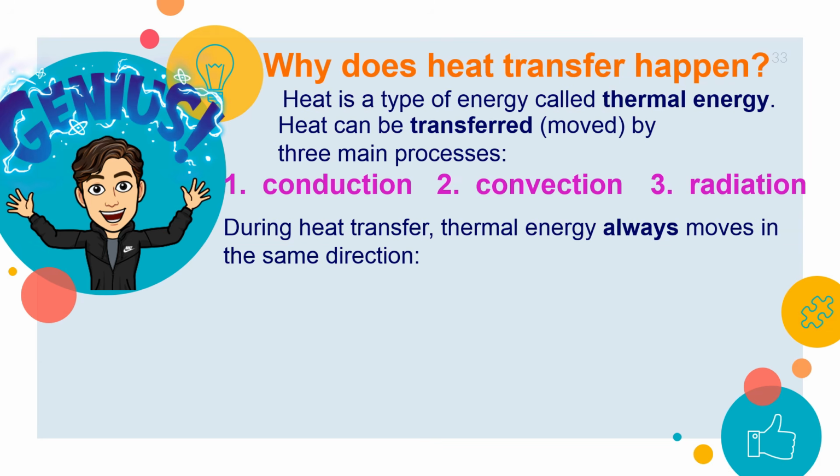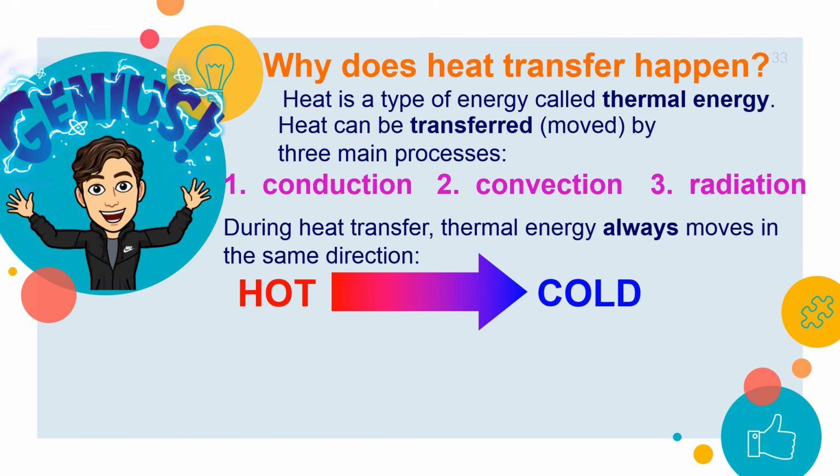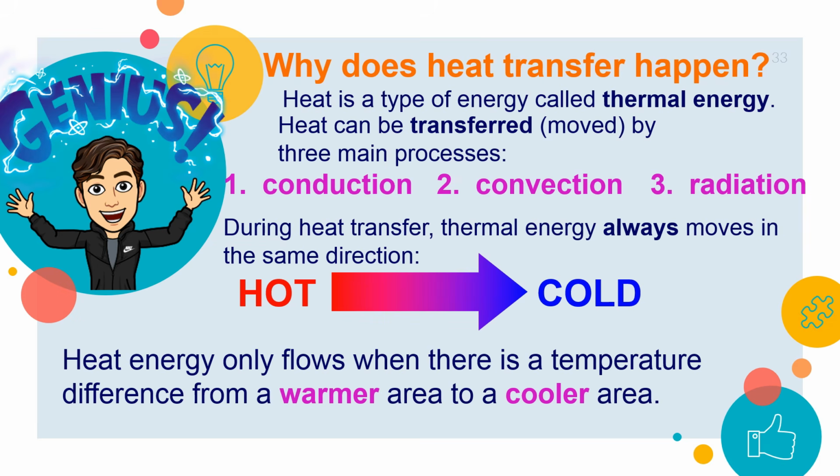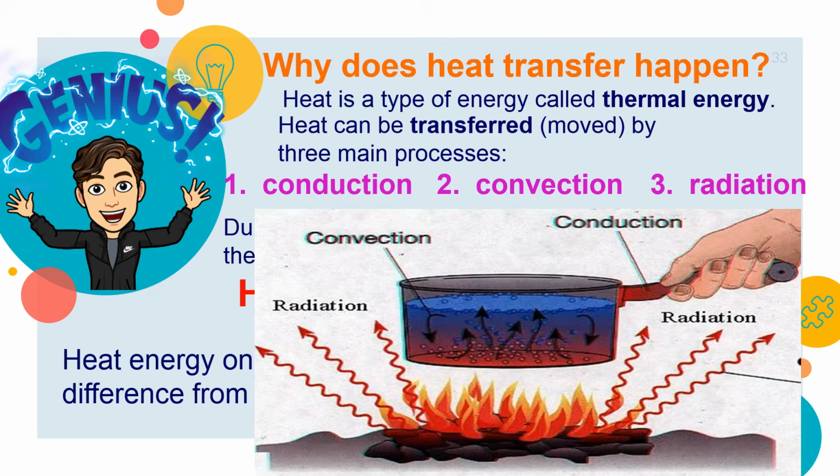During heat transfer, thermal energy always moves in the same direction. Galing sa mainit, papunta sa malamig, from hot to cold. Heat energy only flows when there is a temperature difference, from a warmer area to a cooler area. That is the prerequisite. Here's a quick example. Yung pagkakaiba ng tatlo: the convection, the conduction, and of course the radiation. So we are going to deal kung ano ba yung mga examples at ano ba yung mga ibig sabihin ng tatlong ways on how to transfer heat later on.